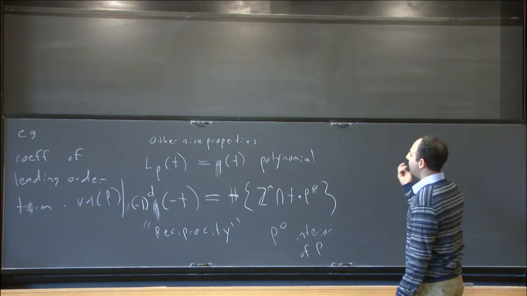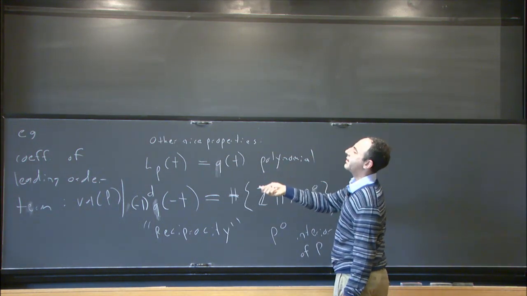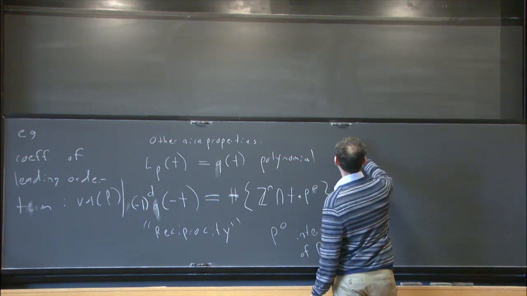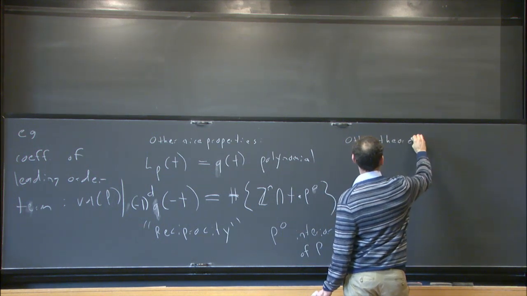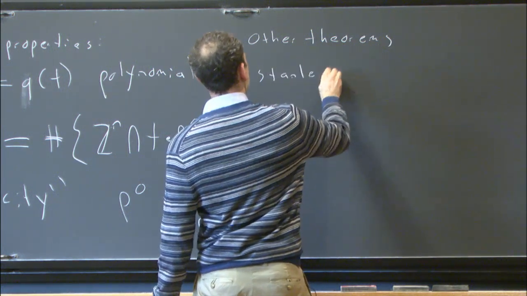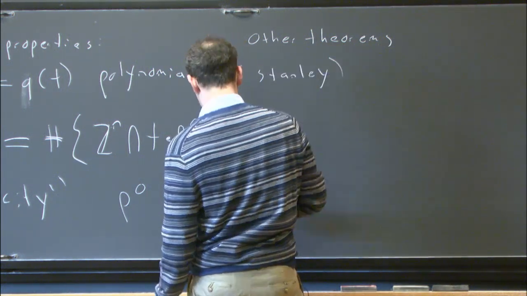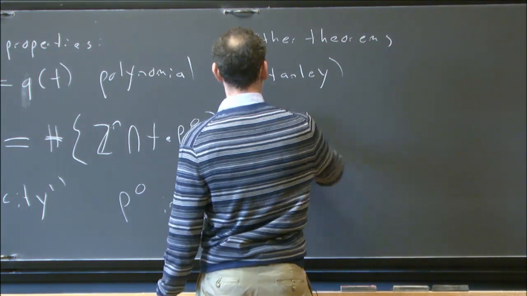There are other theorems too. These are the classical theorems of Ehrhart theory, but there are other theorems that are mostly due to Richard Stanley, called, for example, the monotonicity theorem. There's a monotonicity theorem.